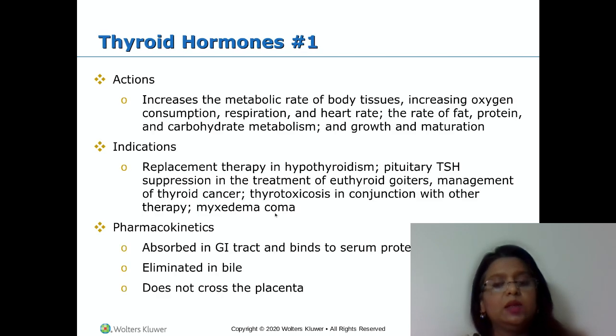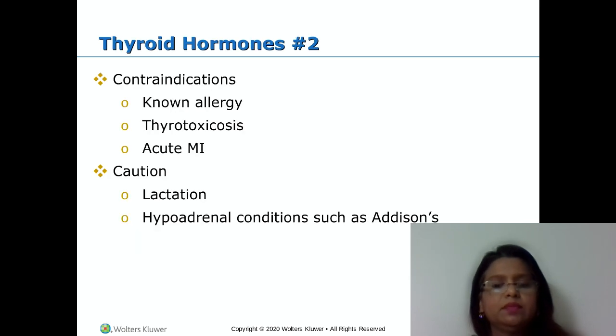So myxedema is a low amount of thyroid hormone. Myxedema coma is excessively low. Pharmacokinetics: absorption in the GI tract, binds to serum proteins, eliminated in the bile, and does not cross the placenta. Contraindications: when do you not give these medications? When a person is allergic to these medications, thyrotoxicosis, acute MI, caution with lactation, and also with patients with hypoadrenal functions.